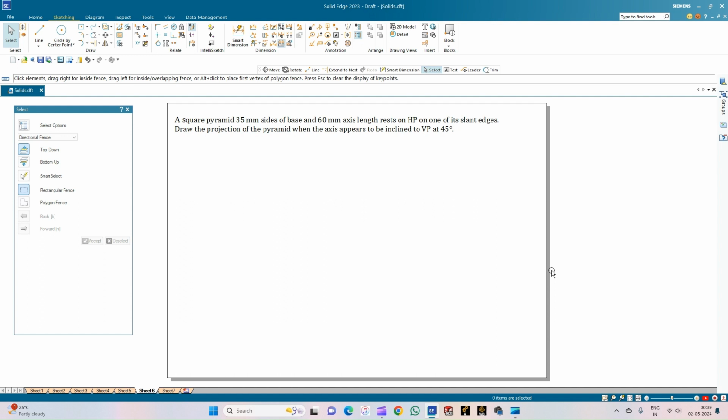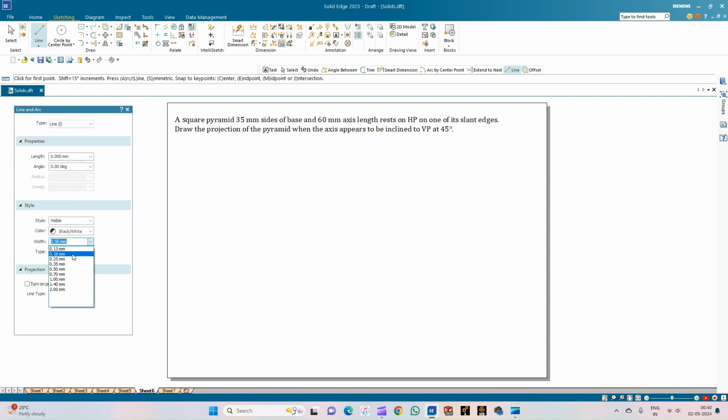So we need to understand that a pyramid can be resting on its slant edges only when it is resting on one of its corners. That is how the rotation can be done. If it is resting on one of its slant triangular faces, then the pyramid has to rest on one of its edges, but here it is resting on one of its slant edges on the HP, and hence the initial condition will be it is resting on one of its corners. And also with respect to the VP, it appears to be inclined at an angle of 45 degrees, which very clearly mentions that the given angle itself is the beta angle. So now let us see how the solution for this problem statement can be drafted.